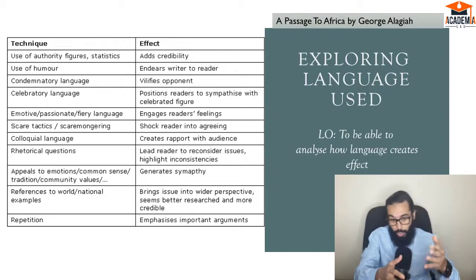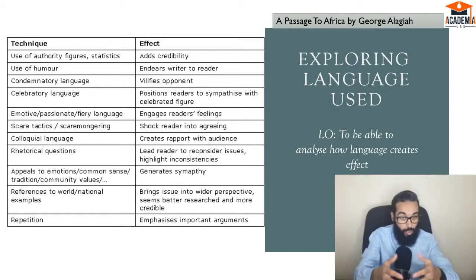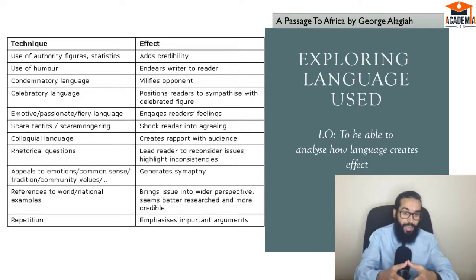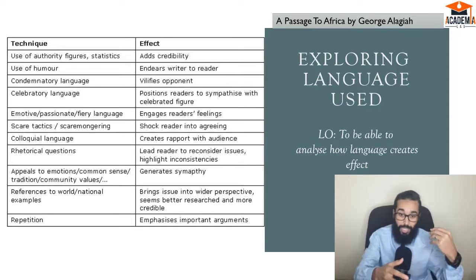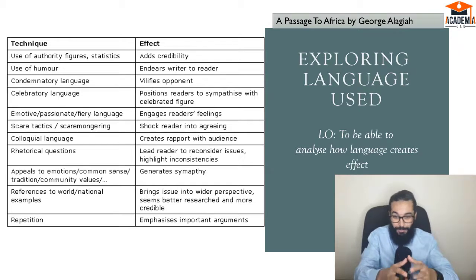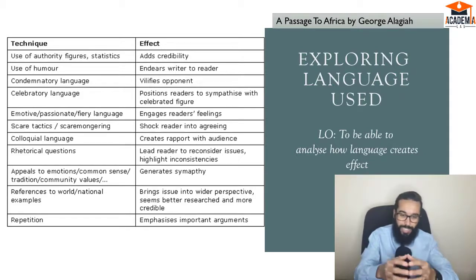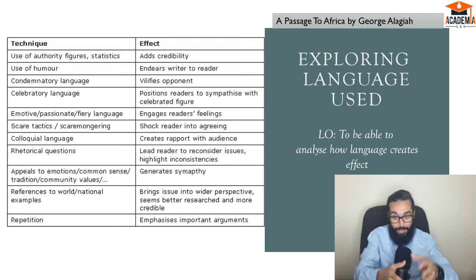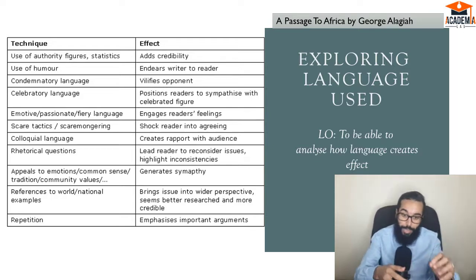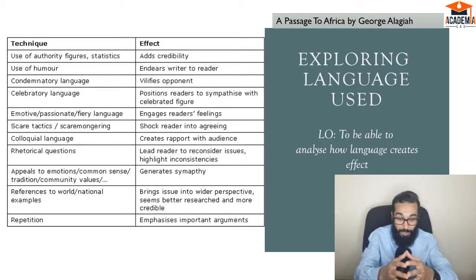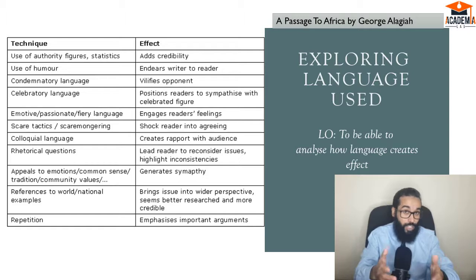Some techniques are the use of authority figures or statistics, and the effect is that it adds credibility to the text, to the information, to the autobiography. Then there's use of humor, and writer to reader address. Very important as well. The condemnatory language is a very important technique that we see in George Alagiah's text, A Passage to Africa. Condemnatory language vilifies opponents. This is a very interesting technique, and the effect is quite interesting as well.